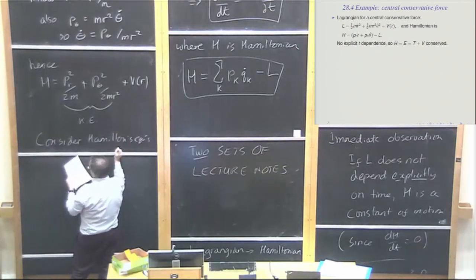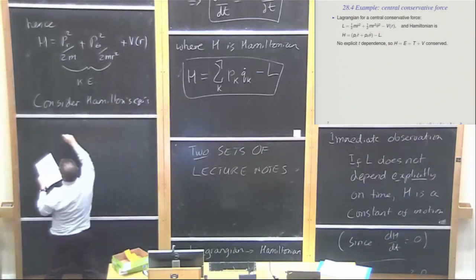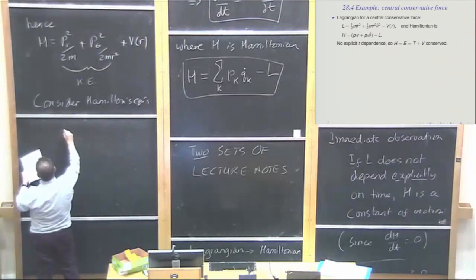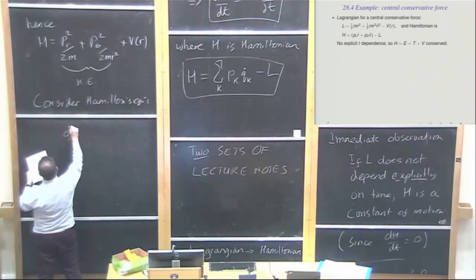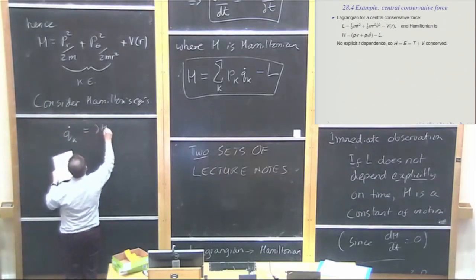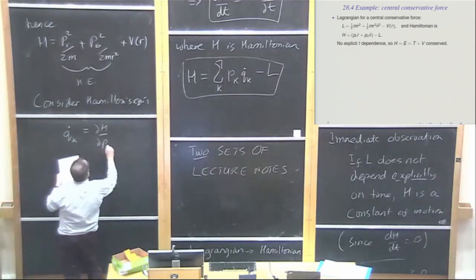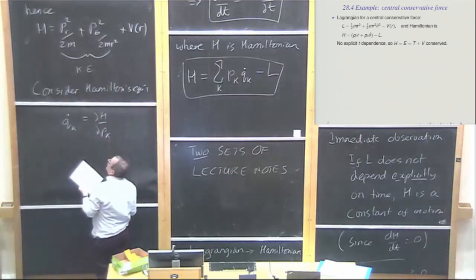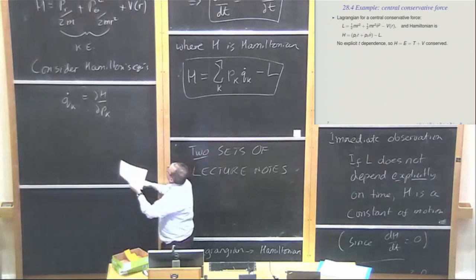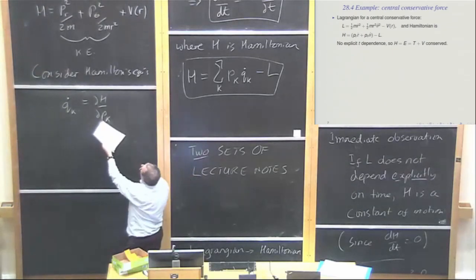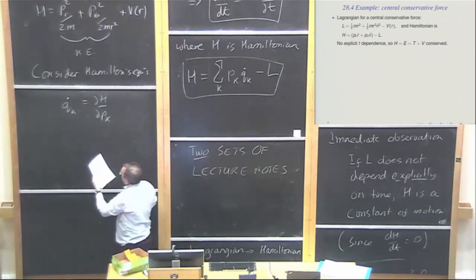So firstly, let's consider these ones, which is that qk dot is equal to dH by dpk. Okay, that was one of the two. So we're going to have one of these for r and one for theta.